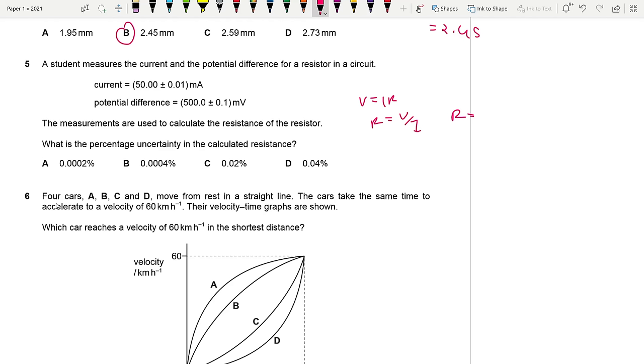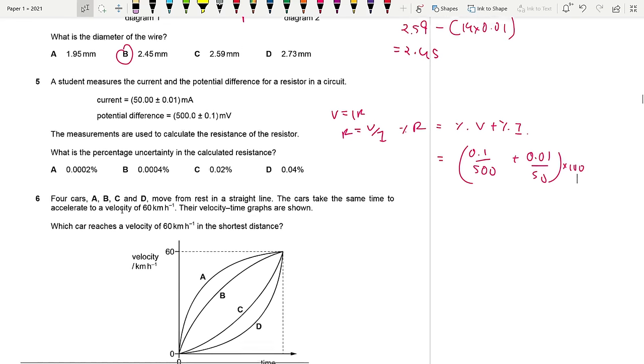So the percentage uncertainty in R is equal to the percentage uncertainty in V plus the percentage uncertainty in I. We don't need to convert the units, by the way. Okay, so that's basically 0.1 by 500 plus 0.01 by 50, into 100. Let's do this.